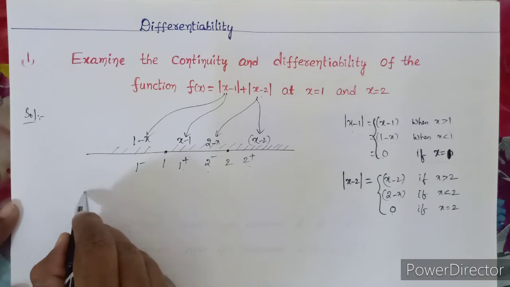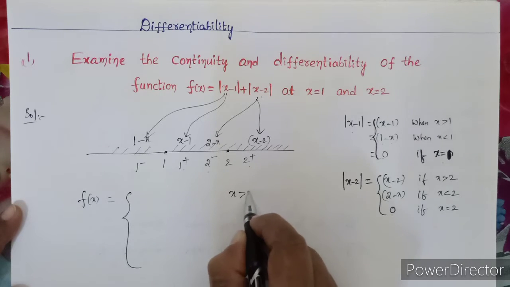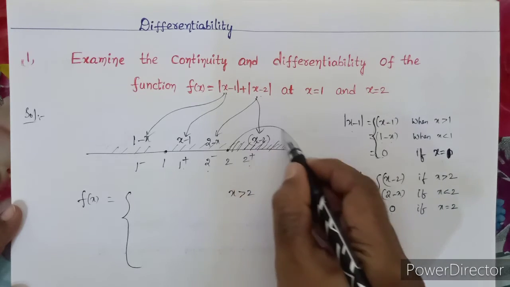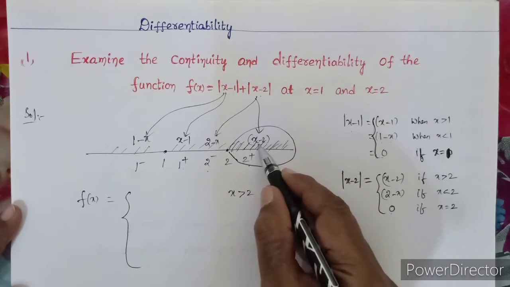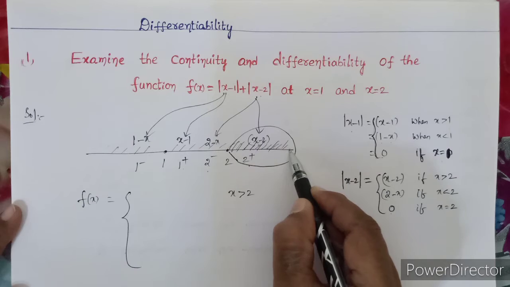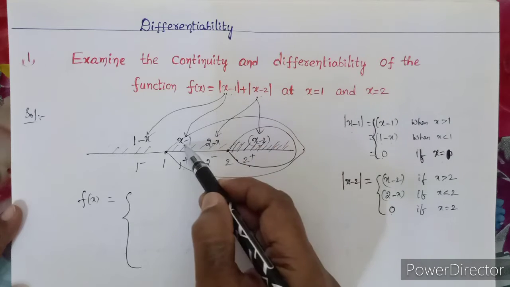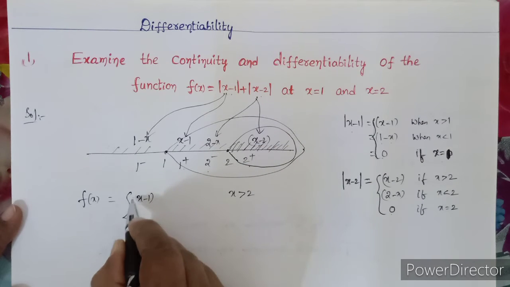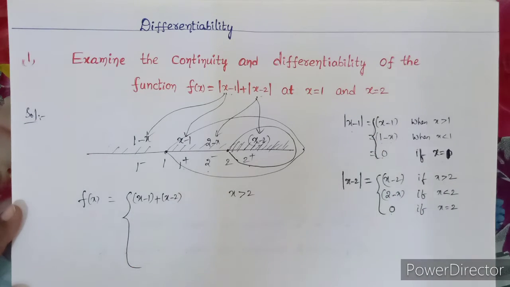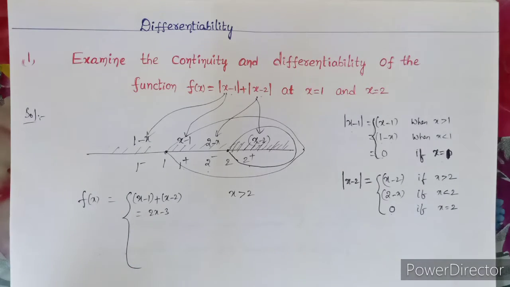Okay, first we prepare f of x when x is greater than 2. When x is greater than 2, f of x is x minus 2. From mod of x minus 2 we got x minus 2. When x's are greater than 2, they are all greater than 1. Mod of x minus 1 is x minus 1. Mod of x minus 2 is x minus 2. That is, we are getting 2x minus 3 when x is greater than 2.